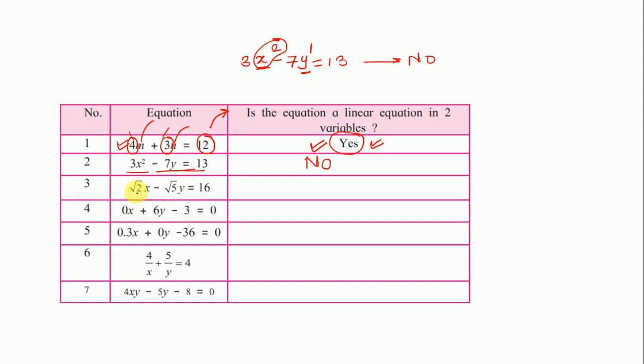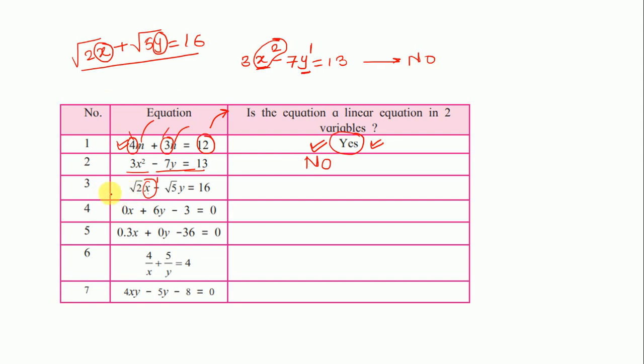Yes or no? See, under root 2 into x, so the degree of x is 1. The degree of 2 is 1 by 2, but not x. The degree of x is separate and under root 2 is separate. If it is given like under root of 2x plus under root of 5y equal to 16, then it is not a linear equation. Why? Because the power of x is 1 by 2 and the power of y is 1 by 2.